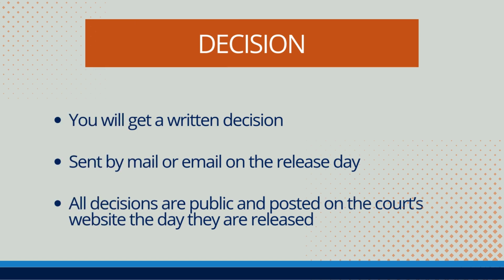You will get a written decision when the judges decide your case. If the court declines jurisdiction, the decision will be a short order. Otherwise, the decision will explain the judge's reasoning and the outcome. It will be sent by mail or email if you chose email delivery. On the release day, all decisions are public and posted on the court's website.